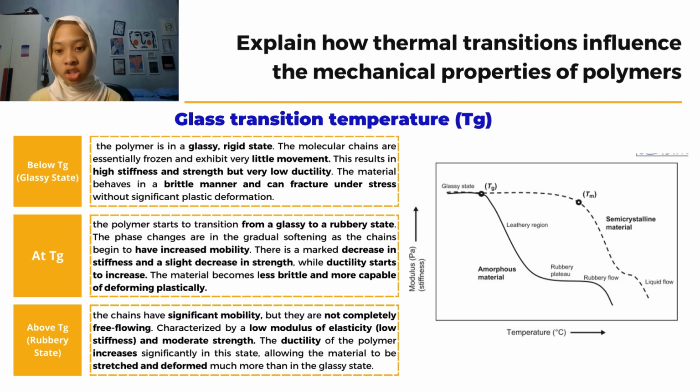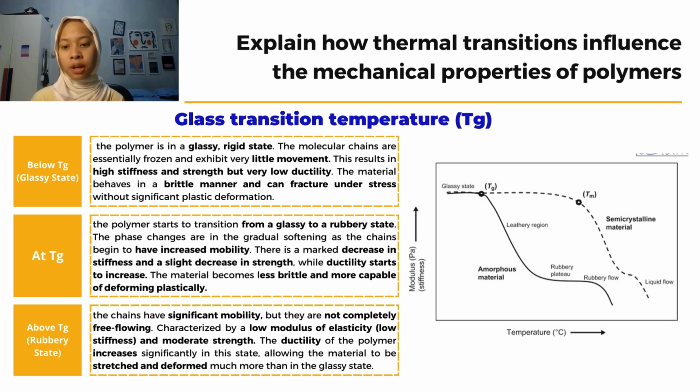At Tg, the polymers start to transition from a glassy to a rubbery state. The phase change is a gradual softening as the chains begin to have increasing mobility. There is a marked decrease in stiffness and a slight decrease in strength. While ductility starts to increase, the material becomes less brittle and more capable of deforming plastically.